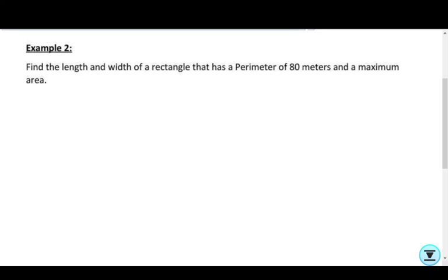Okay, so example number 2 from the notes says find the length and width of a rectangle that has a perimeter of 80 meters and a maximum area. Okay, so we're talking about length and width. Now what are we trying to maximize? Well, we're trying to maximize the area of a rectangle. What is the area of a rectangle? That is length times width.